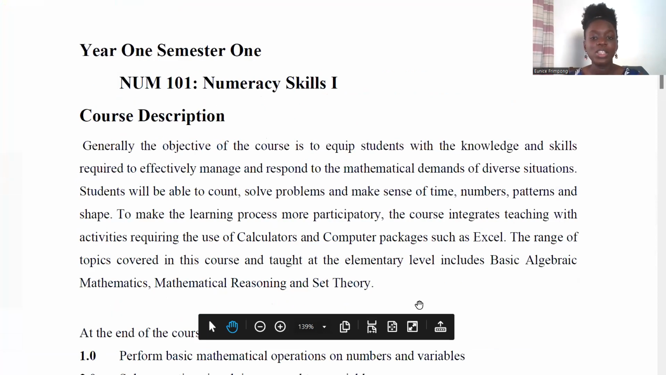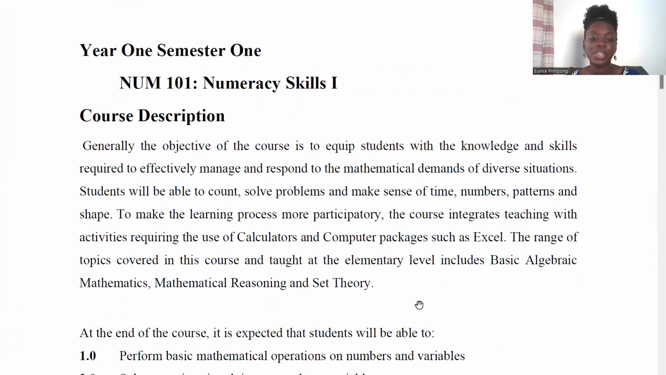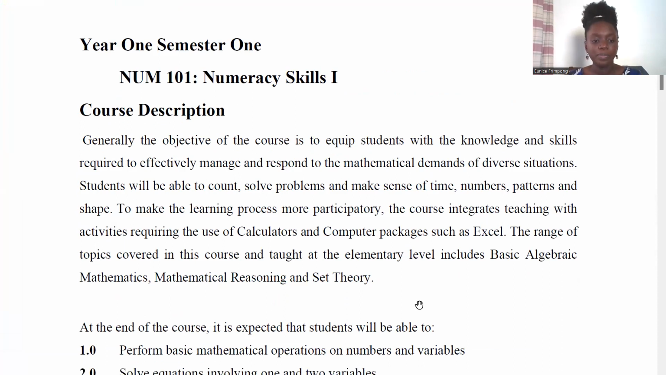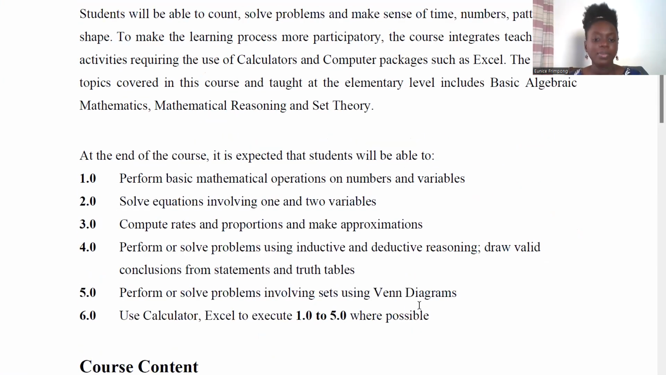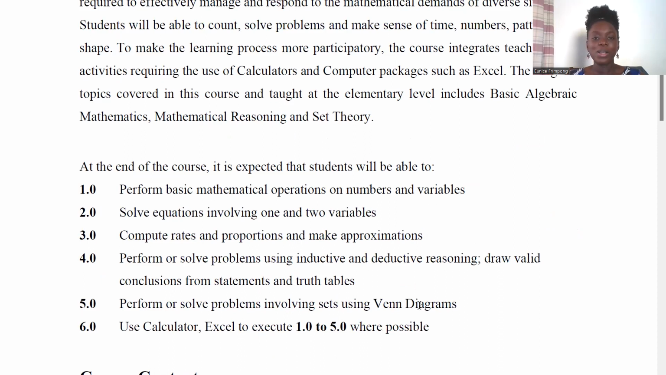So generally, this course is to equip you with knowledge and skills that will be required to effectively manage and respond to math demands of diverse situations. Okay, so we're looking at a number of topics, and then it will also have some subtopics under them. So the course has been divided into 6 sections.